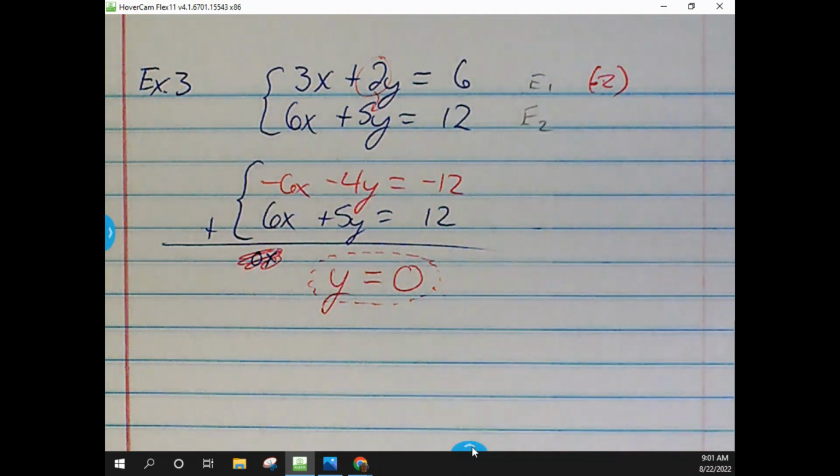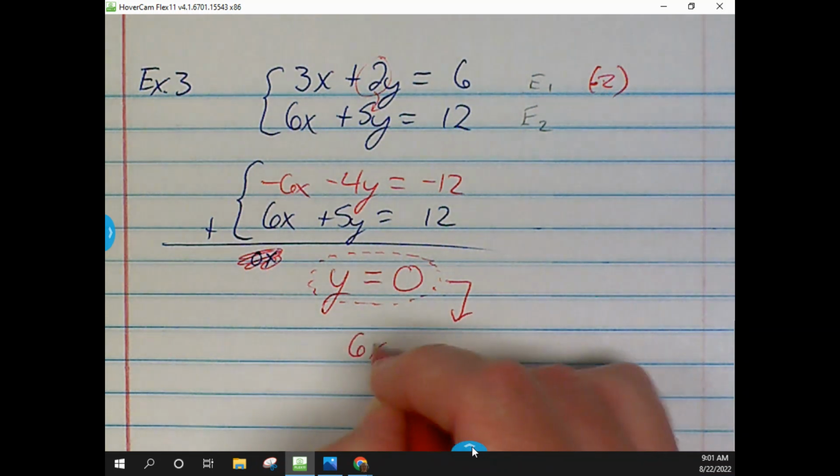Okay, and again, pick either one of the equations. Doesn't matter if it's equation 1 or equation 2. Just pick a number, plug it back in. I'll go with equation 2 just because it looks a little better to me. Again, doesn't matter if you pick equation 1 or equation 2. Either way is fine.